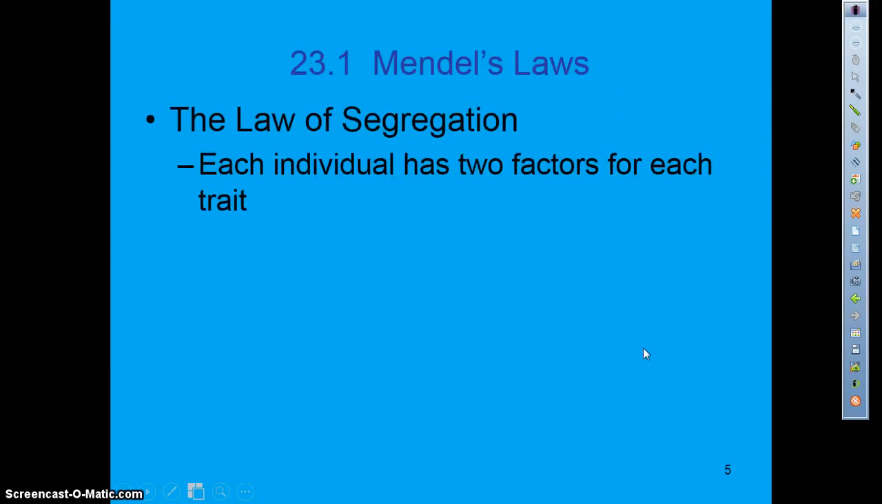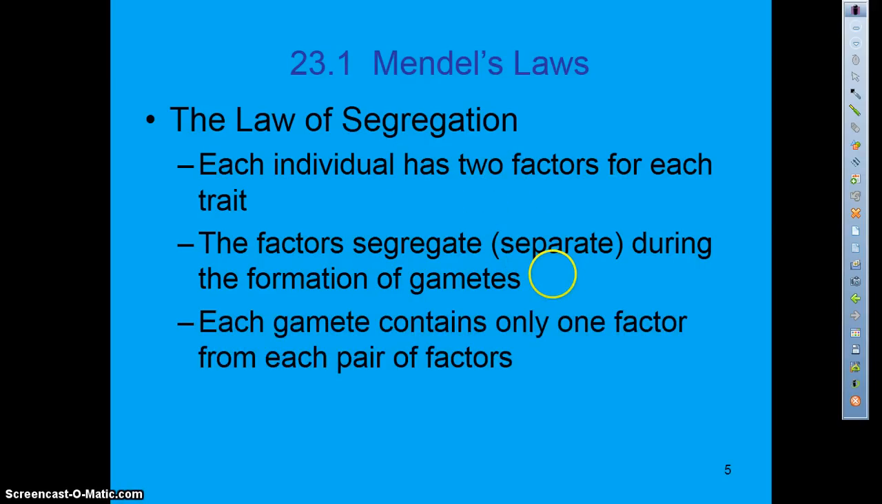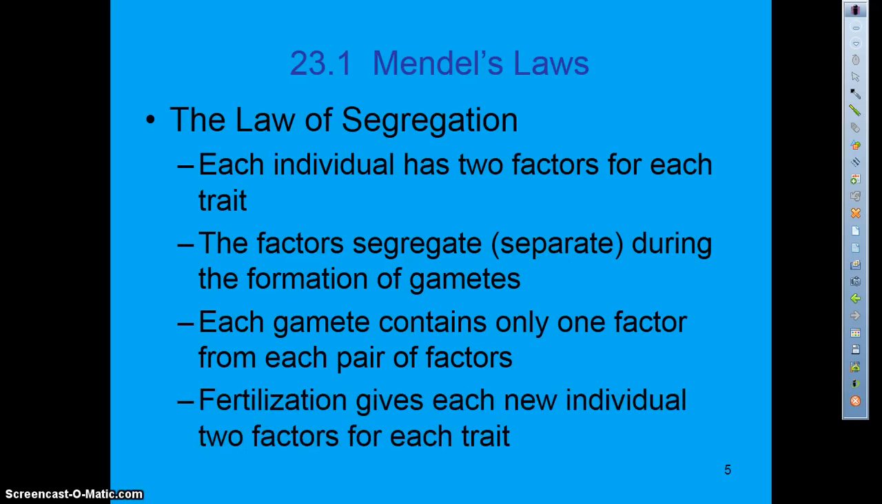Mendel developed a couple of laws that are important in genetics. The first is the law of segregation. This law says that each individual has two factors for each trait. The factors separate, or segregate, during the formation of gametes. So this is in meiosis that this occurs. They separate during meiosis, and each gamete has one factor from each pair of factors.